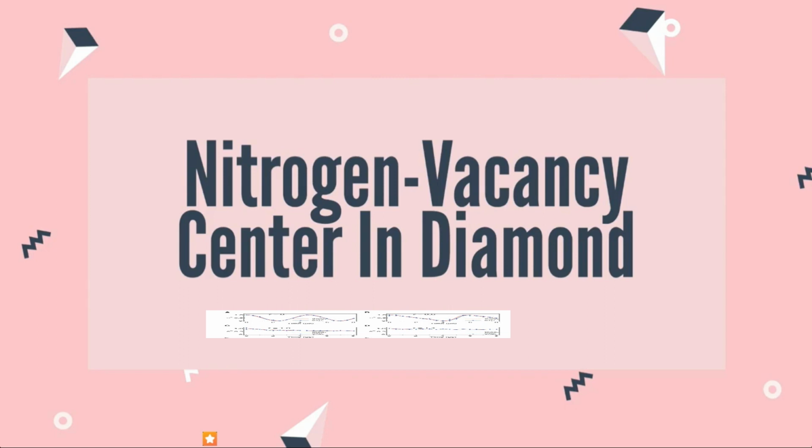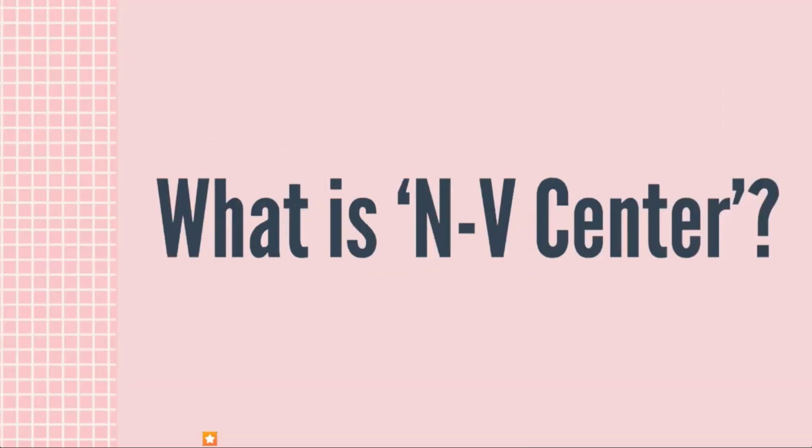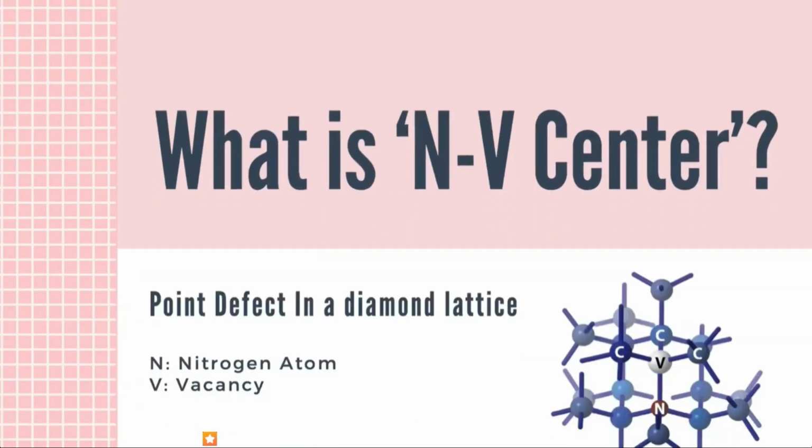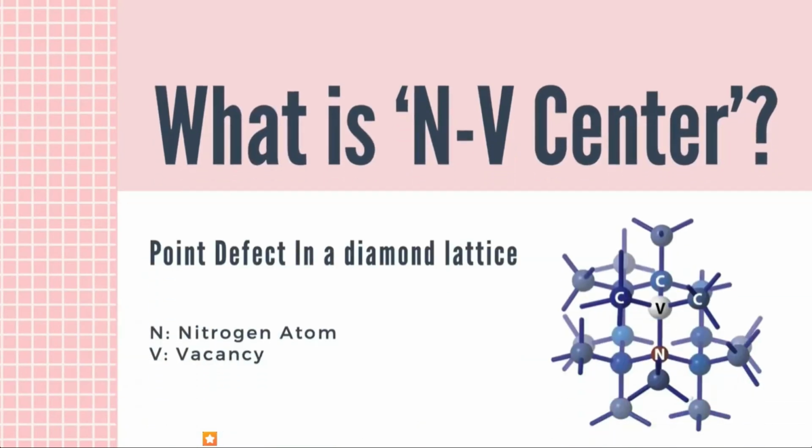So, what is a nitrogen vacancy center in diamond? Let's introduce the NV center. An NV center is a point defect in the diamond lattice, where there is a nitrogen atom and a vacancy that can be generated.